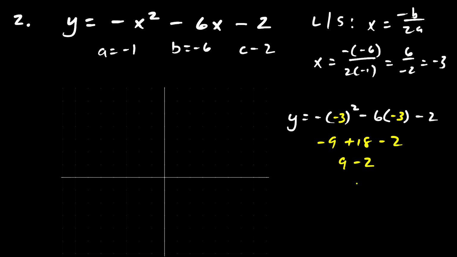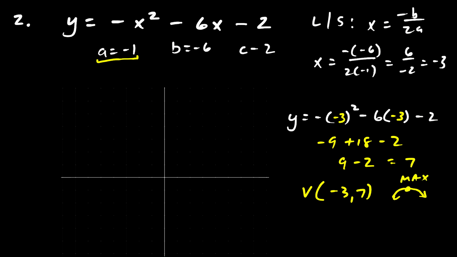This will give us 9 minus 2, which is a y value of 7. So our vertex is -3, 7. But you'll notice the a value is negative, so that means we're going to be concave down, so it's going to be a maximum. So we can do something like that.